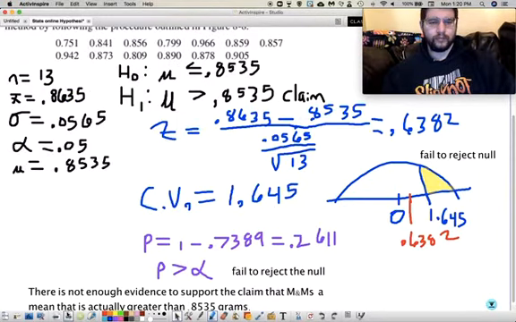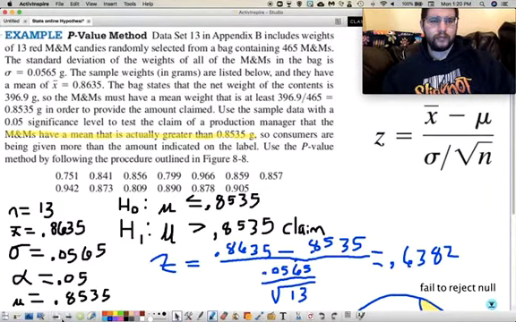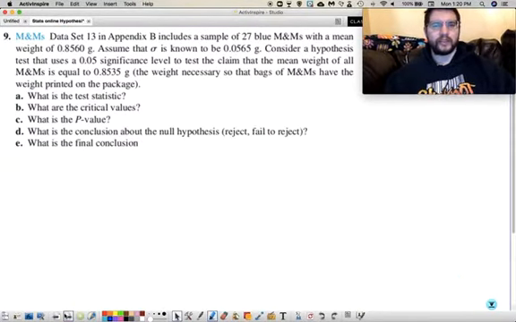Next. Did I duplicate that? Apparently. Oh no. Okay. So this is a different problem. It just looks very similar.